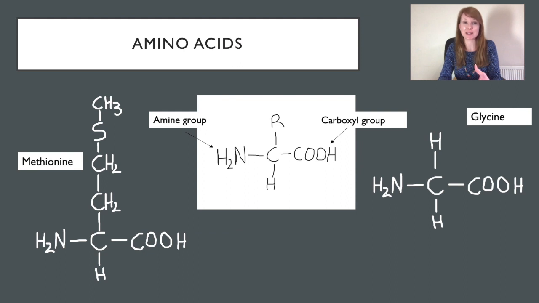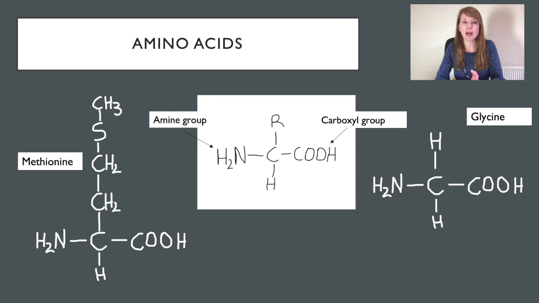There are 20 amino acids in total, and the simple structure of them all is the same. They have an amine group on the left, as you can see here, a carboxyl group on the right, and then a side chain which is shown here as R. This side chain varies between different amino acids. For example, methionine and glycine are shown here. Glycine is very simple, with just a hydrogen as its R group.